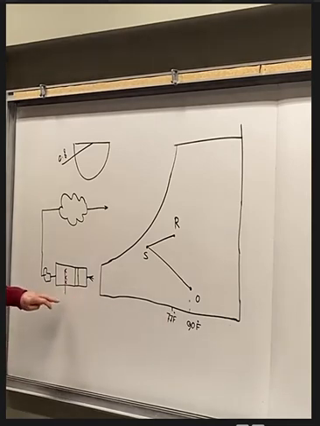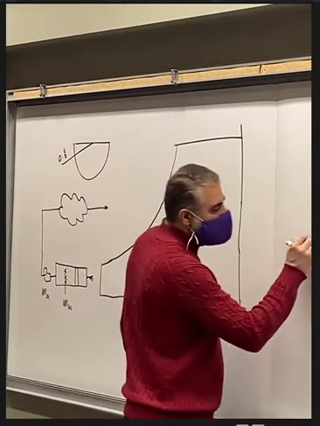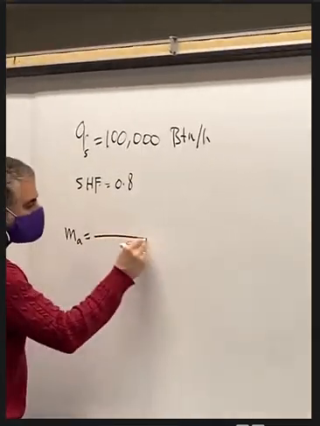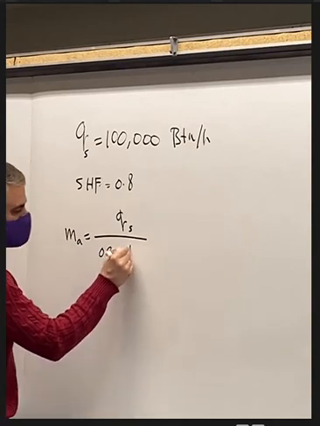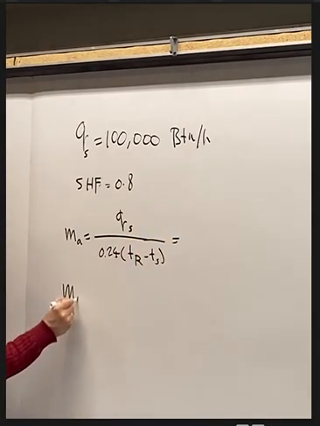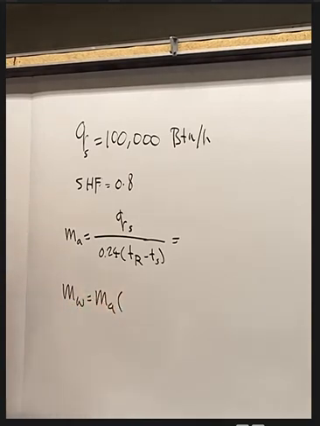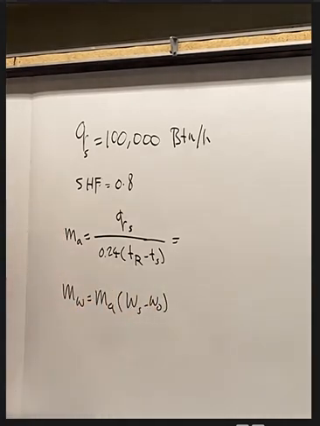So if we agree that we will have a water humidifier and a fan, we need to size these two components. We need to find out the mass flow rate of the water, MW, and the mass flow rate of the air. So the mass flow rate of the air, MA, equal QS divided by 0.24 multiplied by TR minus TS. The mass flow rate of water equal to the mass flow rate of air multiplied by WS minus WO. And that's how we can size the air handling unit.